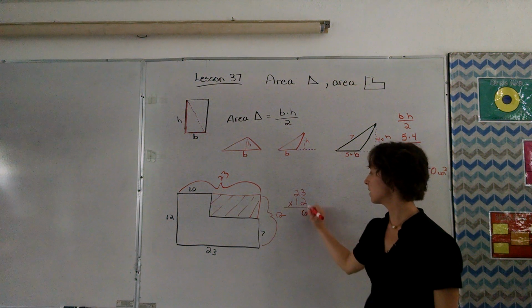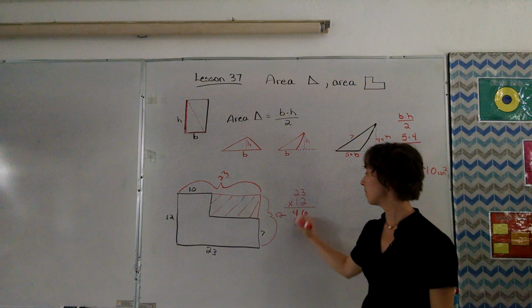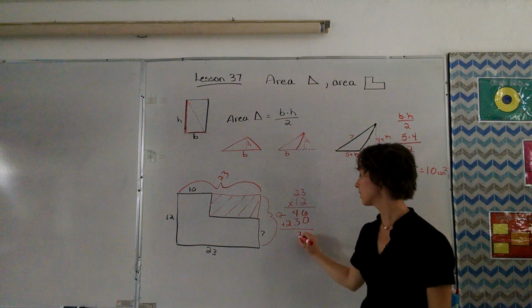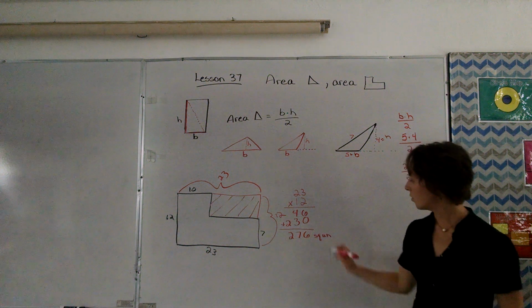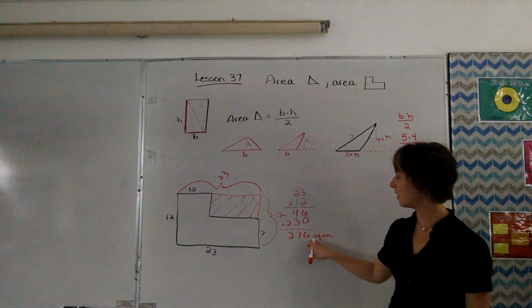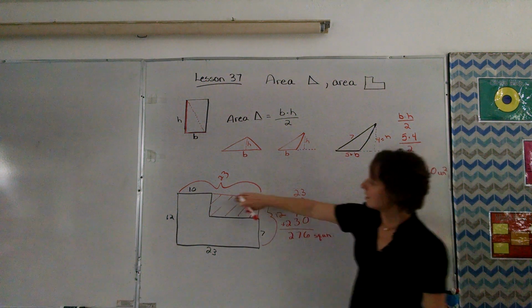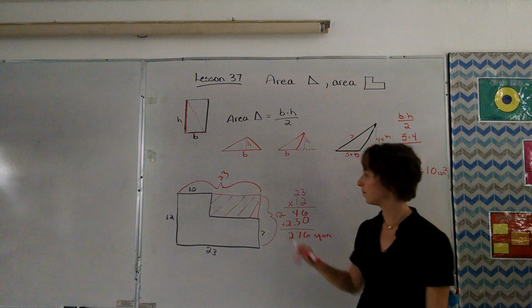2 times 3 is 6. 2 times 2 is 4. 1 times 3 is 3. 1 times 2 is 2. 6, 7, 2. So there are 276 square units in the whole thing. Now let's subtract out this piece, and whatever's left will be my area of the L.